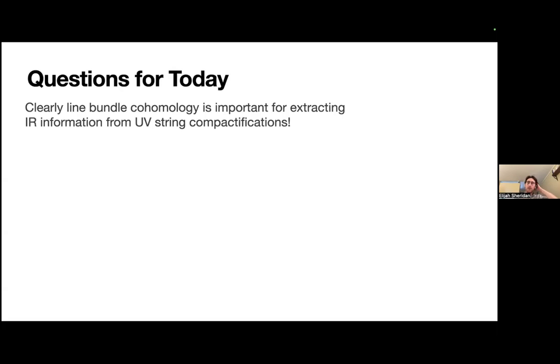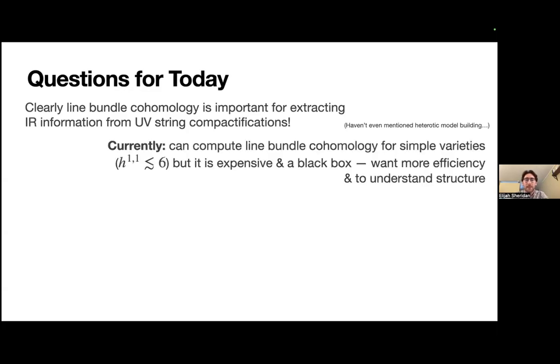So hopefully you maybe at least partially believe by this point that computing line bundle cohomology is important for understanding IR information arising from string compactifications. I also have just talked about IIB. This is also incredibly important in the heterotic string, for example.